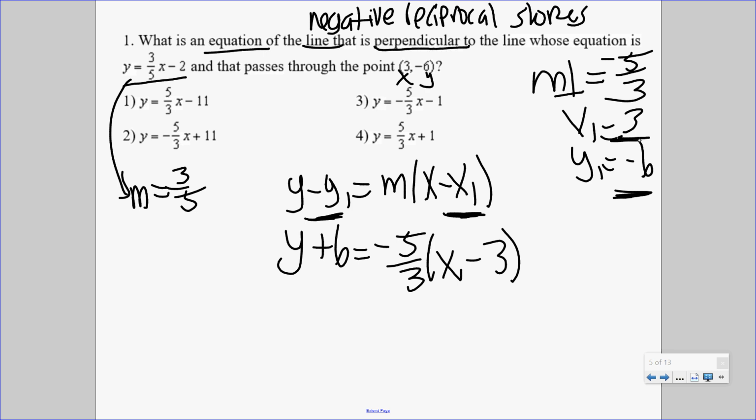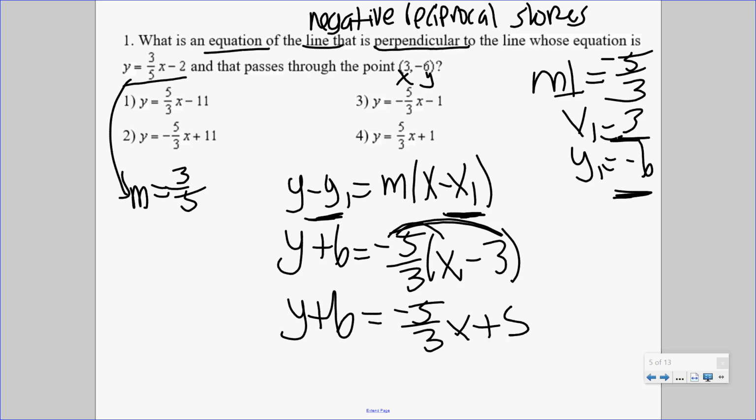Might have to distribute, and isolate y. Look at the form that your answers are in. Your answers are not in point slope form. They're not in this form. So I'm going to have to distribute. Negative 5/3 times x is negative 5/3 x. Negative 5/3 times negative 3. You can use a calculator if you need to. It is positive 5. And again, there's absolutely nothing wrong with using a calculator. And isolate y.